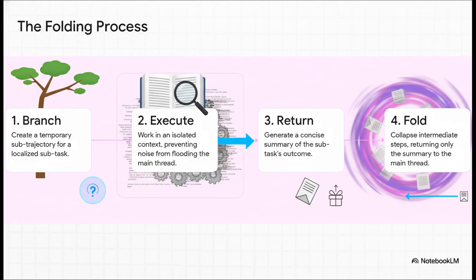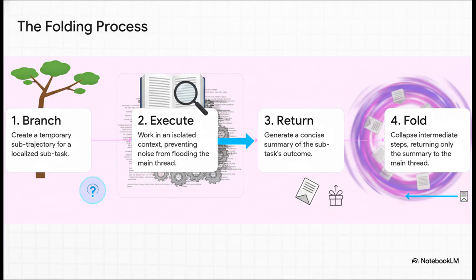First, the agent hits a subproblem and decides to branch off, creating a temporary, isolated context just for that task. Second, it executes the task in there, maybe reading a super long PDF or searching a website. This keeps the noise out of the main reasoning thread. Third, once it's done, it generates a quick, concise summary of the result and returns it. And finally, this is the magic part: it folds away all that messy intermediate work, collapsing the entire subtask down to just its final summary.